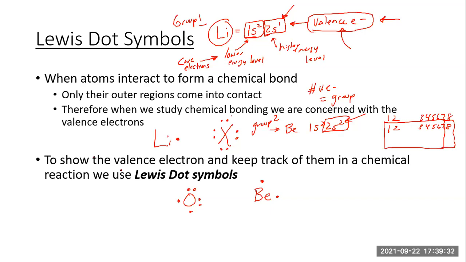Okay. So just for clarity, I'm taking those dots from the group numbers, right? That's exactly right. Yeah. So exactly what I just said there, basically the number of valence electrons equals the group number.